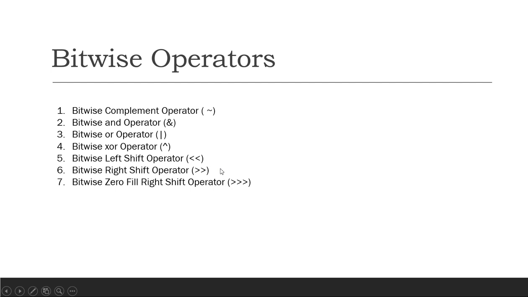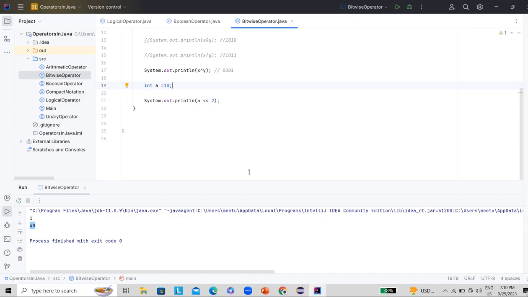Now let's see the next operators. The next operators are the bitwise left shift operator and the bitwise right shift operator. The bitwise left shift operator shifts the bits of the number toward the left by a specific number of positions. Let's say we have int equal to 10 and we want to shift two positions to the left side. First of all, let's see how we can do it in a simple calculation. What is the representation of 10 in the binary format? That is 0 0 0 0 and then 1 0 1 0, right?